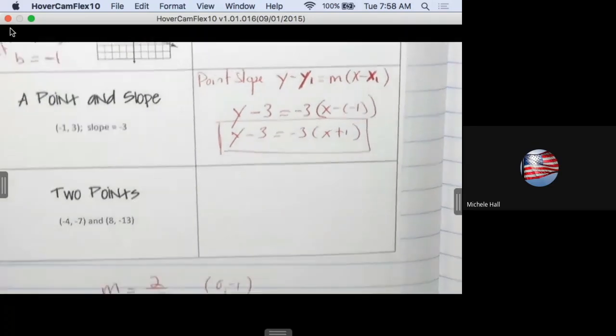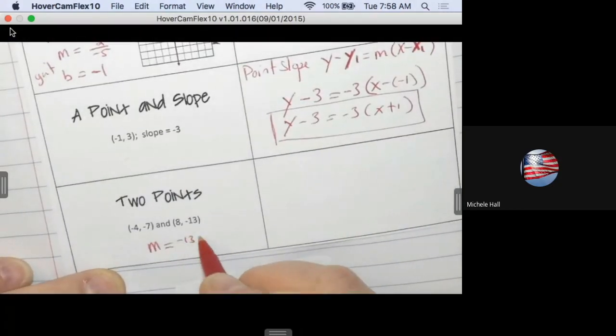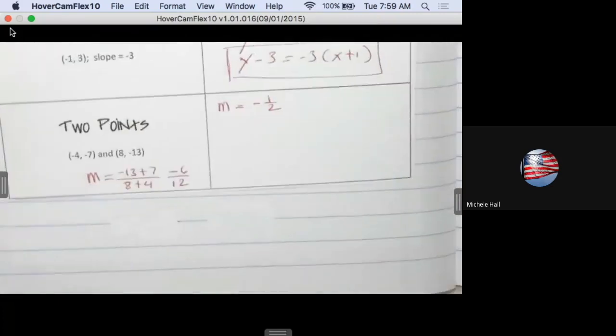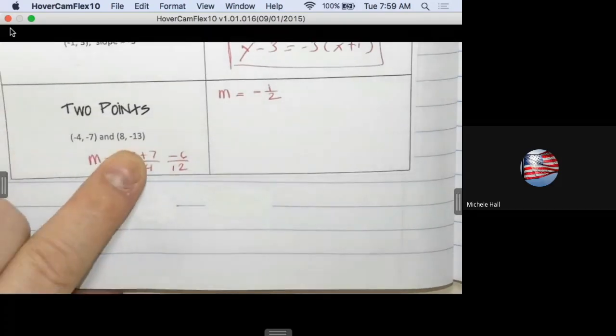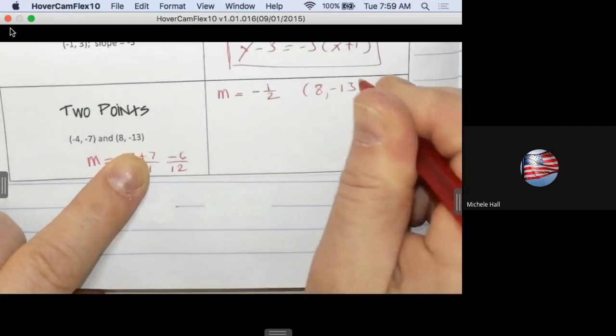All right, so on the next one, given 2 points, what's the first thing that I need? I need to find my slope. So go ahead and find your slope. Make sure you always reduce your slope down as far as it can go. And which point are we going to use? It'd be good to use the one with the least amount of negatives. So I'm going to use 8, -13.